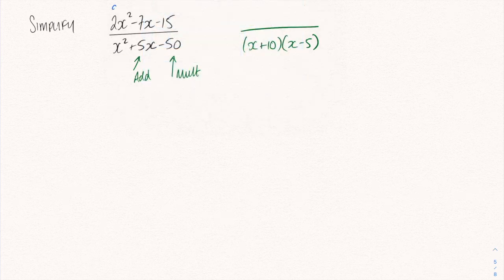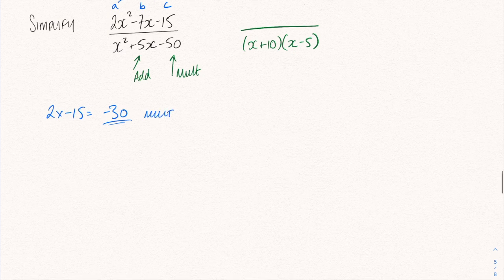But the top here, we need to go through our process on factorising the top. So the first thing you do is you think about it. That's your A value, that's your B value, that's your C value. You've got to do your A value times by your C value first of all. So 2 times -15 is -30. So I need two numbers now that multiply to -30 but add to -7. So that's your first thing to think about. What two numbers add to -7 but multiply to -30? And my numbers are going to be -10 and +3. Because -10 plus 3 gives me -7. And then -10 times +3 gives me -30.